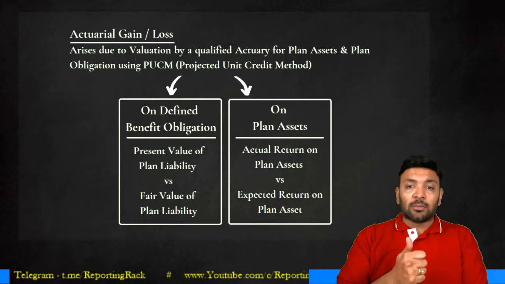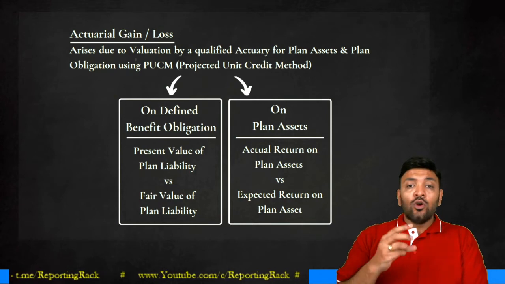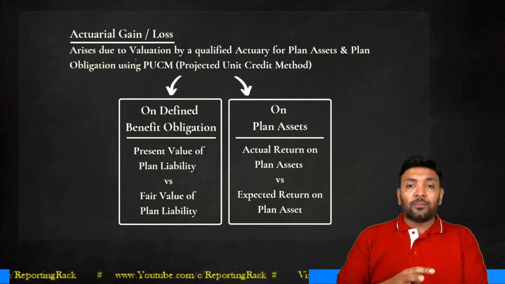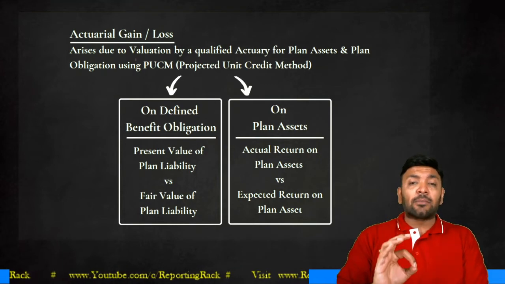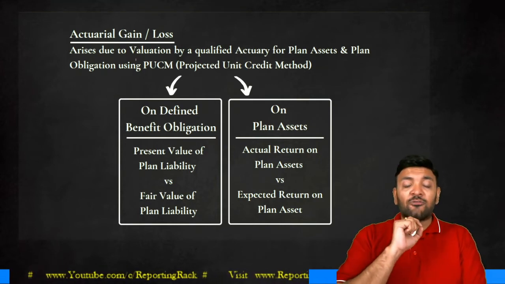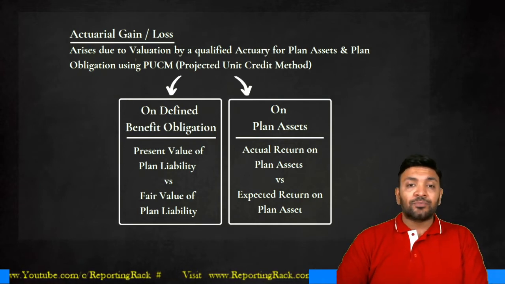So that will also determine the expected growth rate of the salary each year. What is the discount factor to be applied? All these are assumptions made by the actuary in determining the fair value of the defined benefit obligation and also the fair value of your plan assets. Clear?